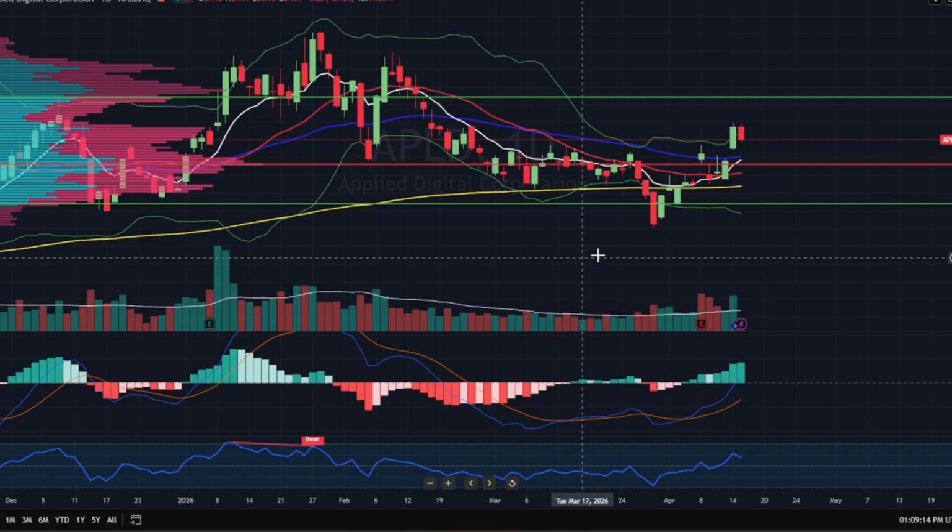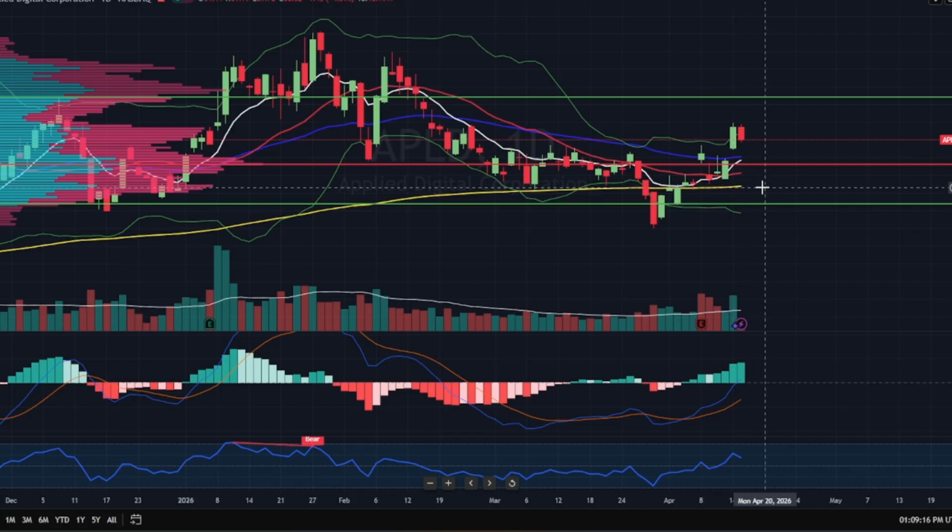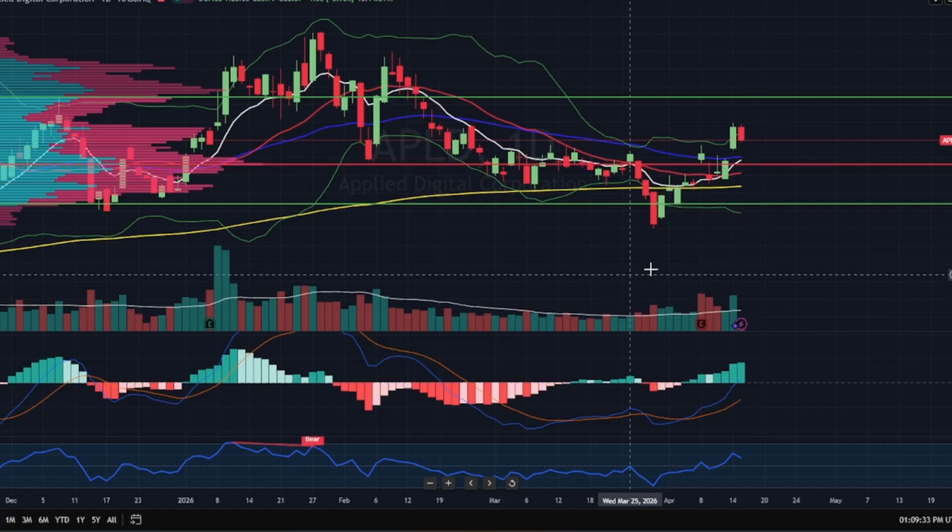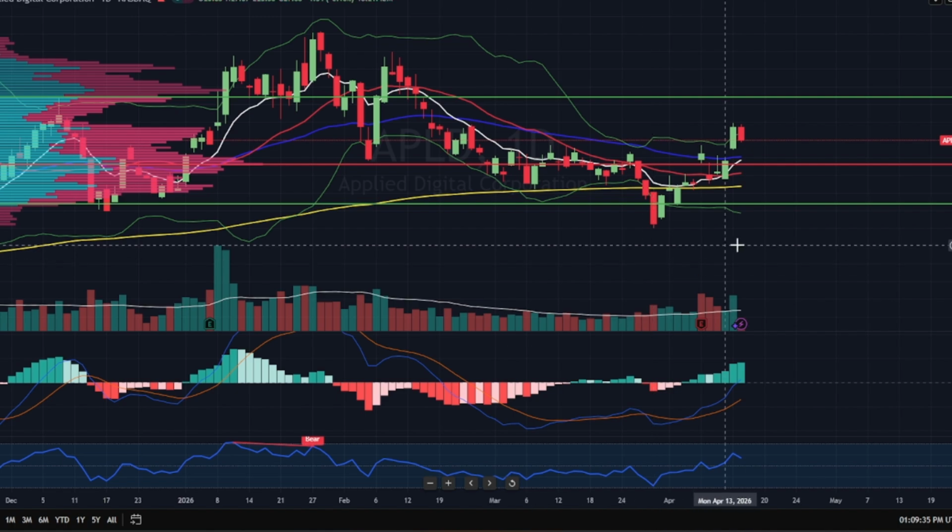So right now I'm seeing today we're having a very positive day in the market, and Applied Digital is actually showing relative weakness today, as you can see in that red bar here today on April 15th. So there's a downward pressure on this stock today during a very large uptrend in the market.